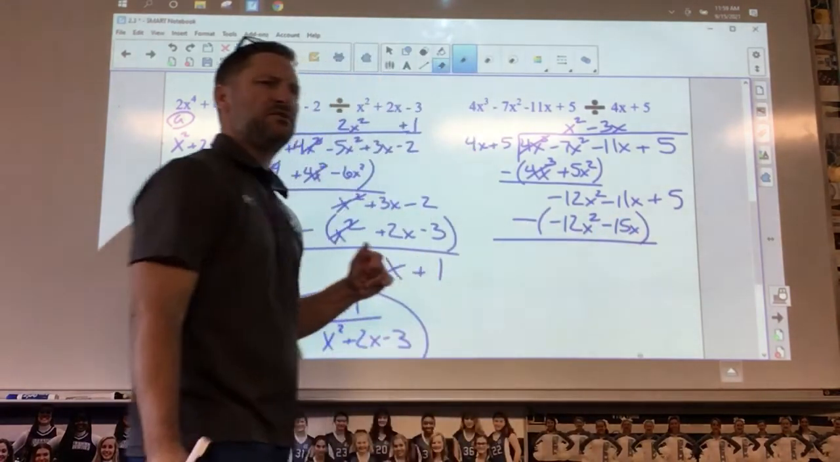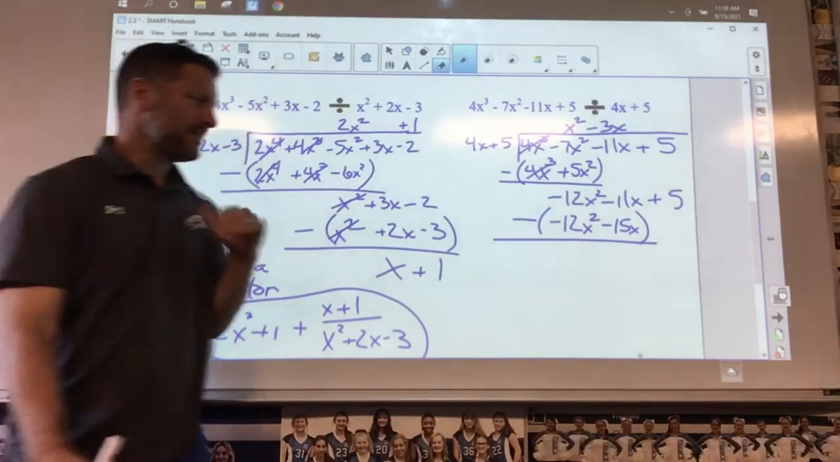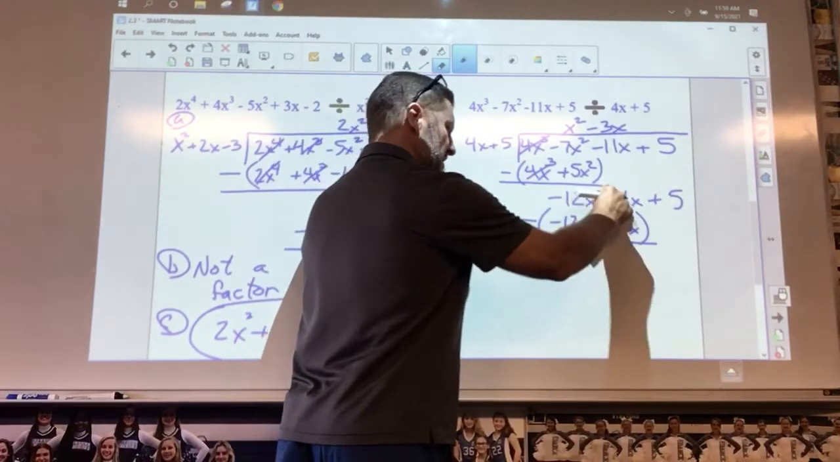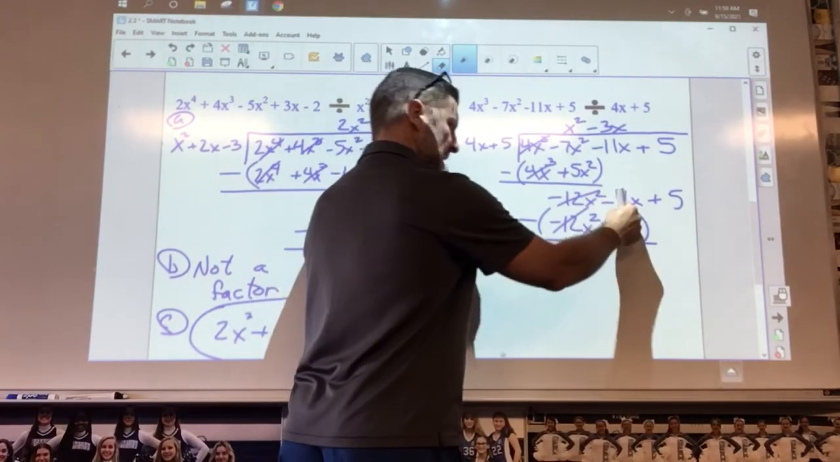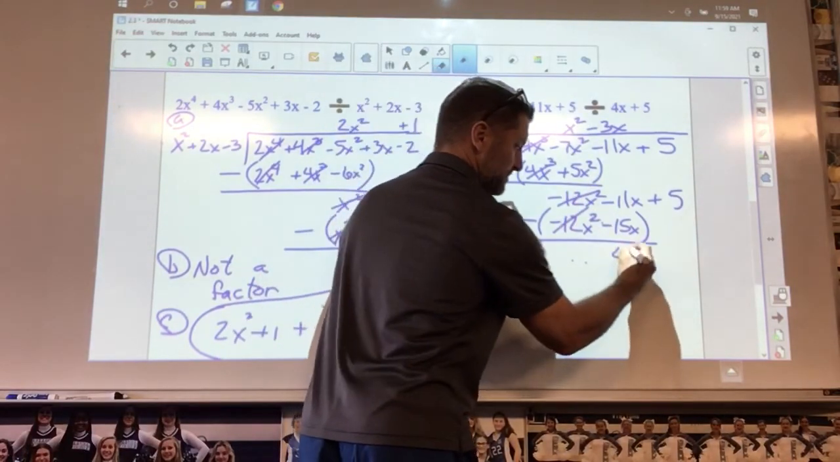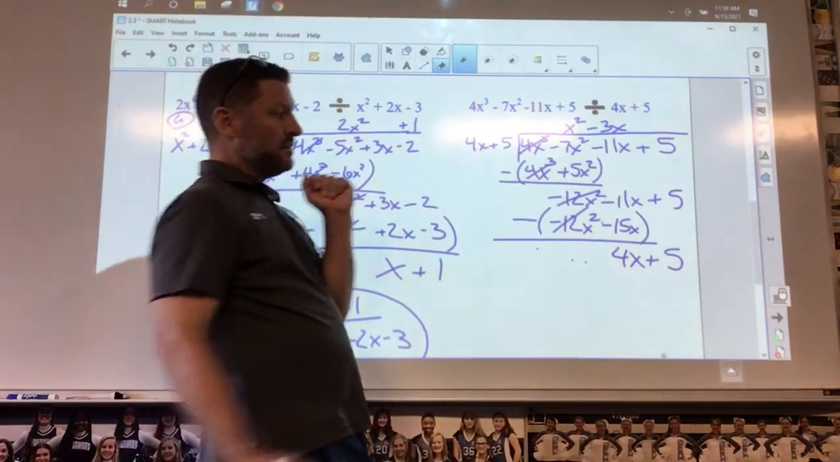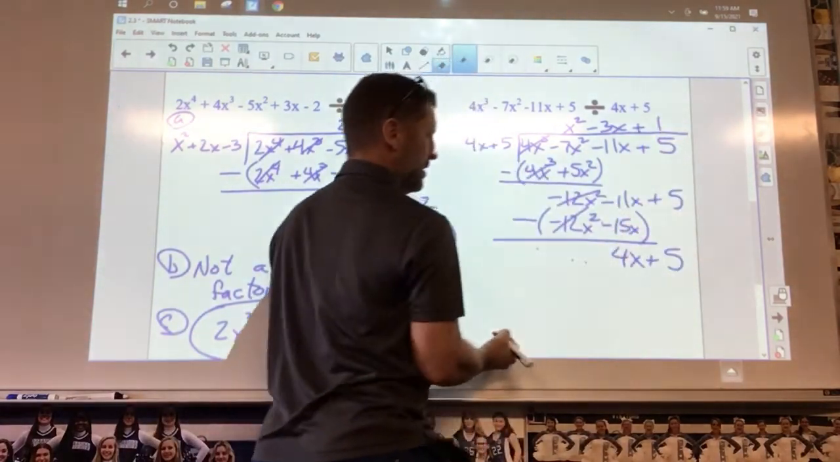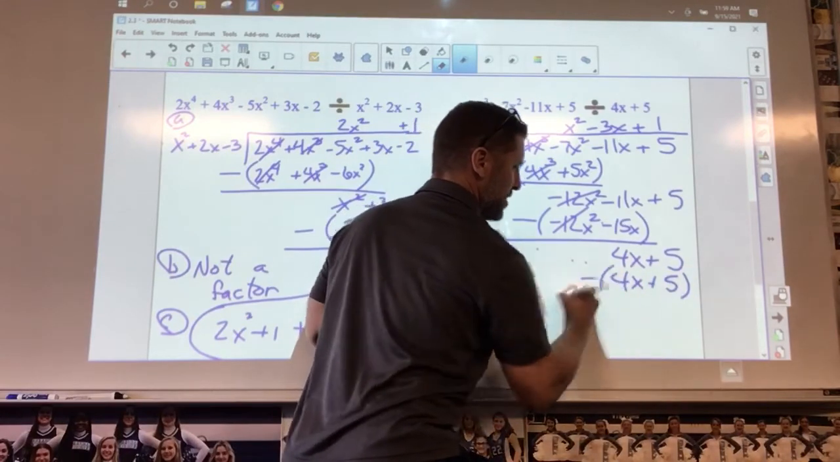Yeah, the signs are what usually get people. People understand the process, and then the sign gets them off. So negative 12x squared minus a negative 12x squared is gone. Negative 11x minus negative 15x is 4x. And I think it's easy to see the last number is a 1. And then I get 4x plus 5 underneath it. I subtract it and I get a 0.